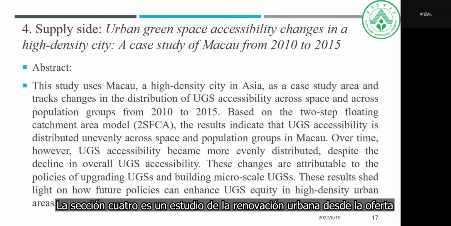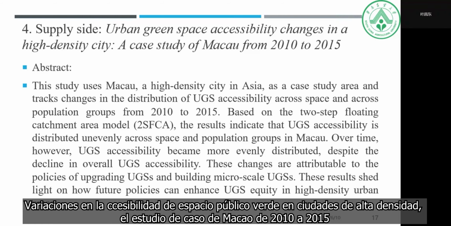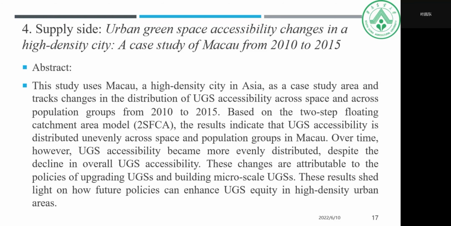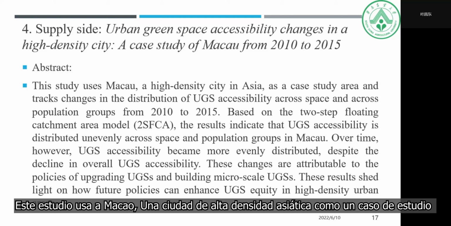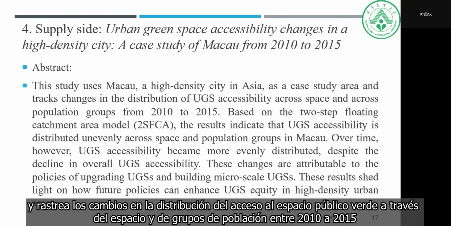And section 4 is a study of urban renewal from the supply side. Urban green space accessibility changes in a high-density city, a case study of Macau from 2010 to 2015. This study uses Macau, a high-density city in Asia, as a case study area and tracks changes in the distribution of urban green space accessibility across space and across population groups from 2010 to 2015.